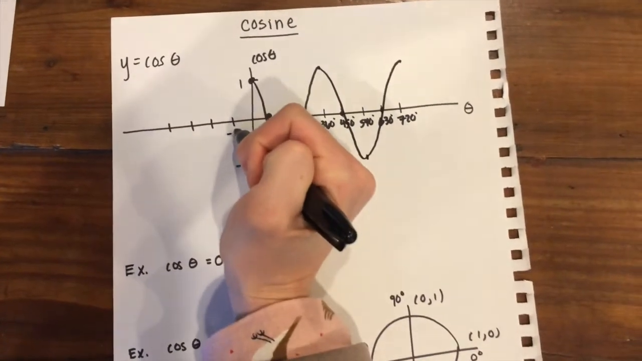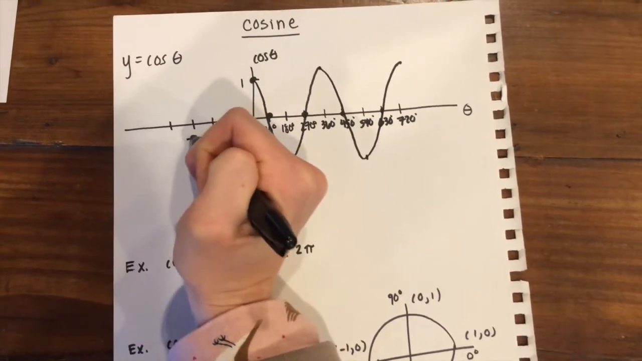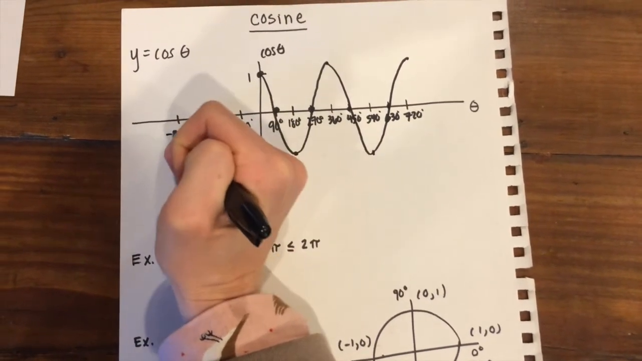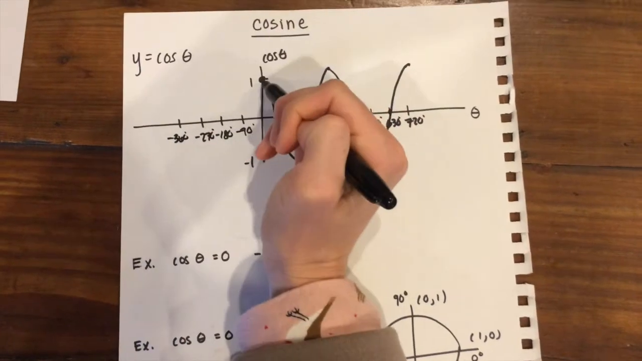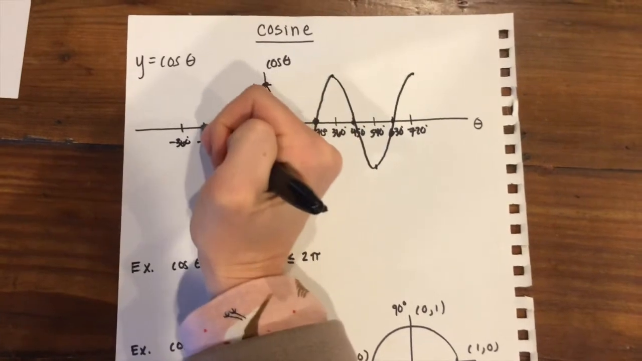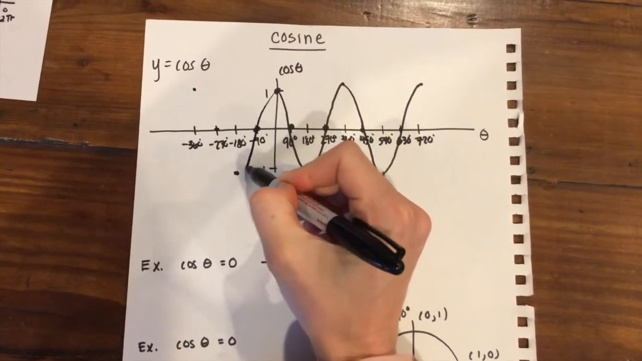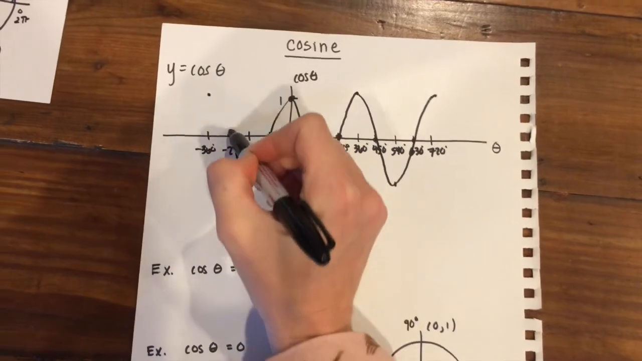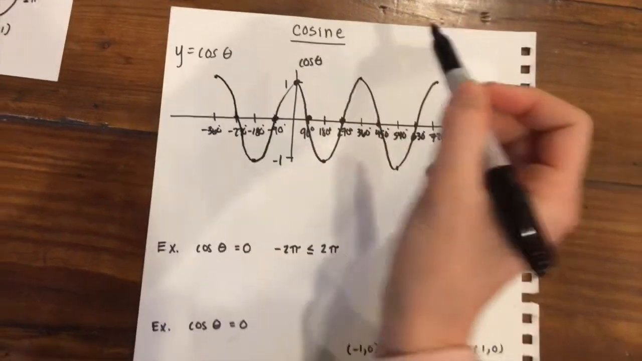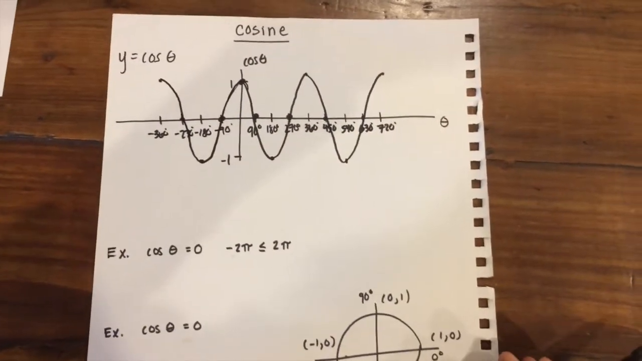Okay, and the same thing happens in the negative direction. Negative 90, negative 180, negative 270, negative 360. 0, 1, 0, 1. Smooth curve, no points, remember. No sharp pointy tops or bottoms. Okay, and then there's my graph.